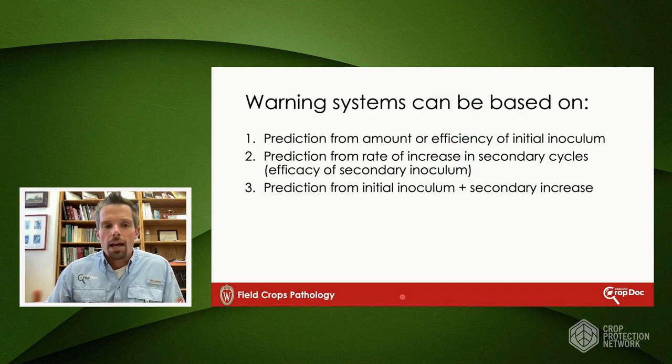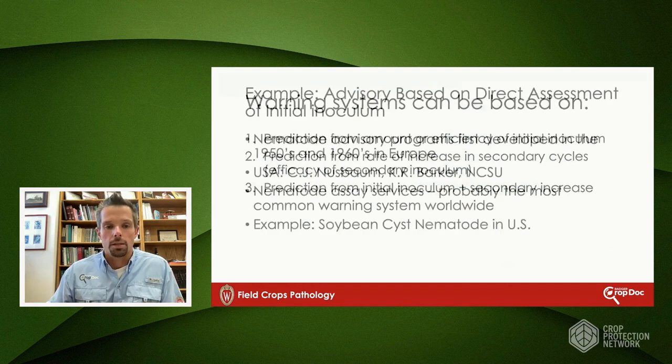And so we can utilize that to actually look at the prediction of rate of increase. This takes into account the efficacy, say, of a secondary inoculum. So there's a lot of foundational biology work that goes into developing some of these types of warning systems. And we can even take these two pieces of biological information and smack them together to make an even more complicated model, if you will. So a lot of times we're starting with simple biology, knowledge that we have about a particular pathogen, how much inoculum might be there, and then using information that we might know about how efficient that secondary inoculum is to actually develop these types of warning systems.